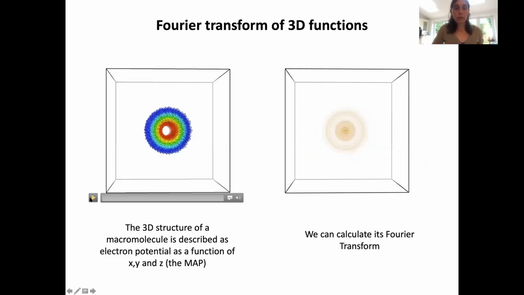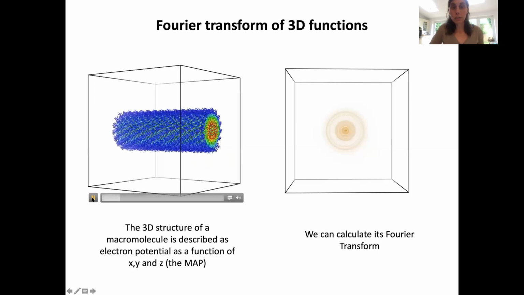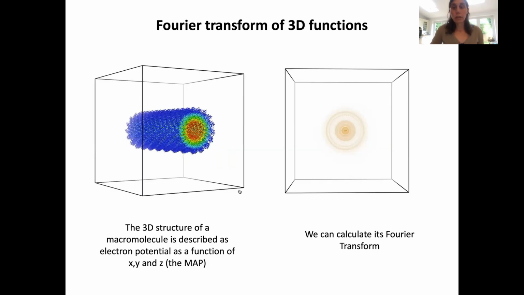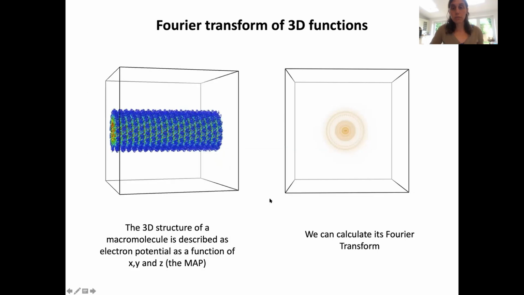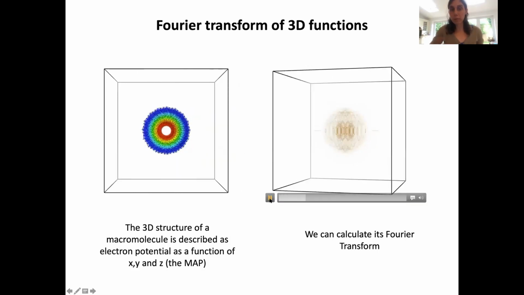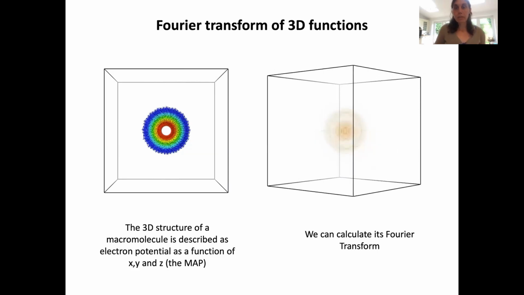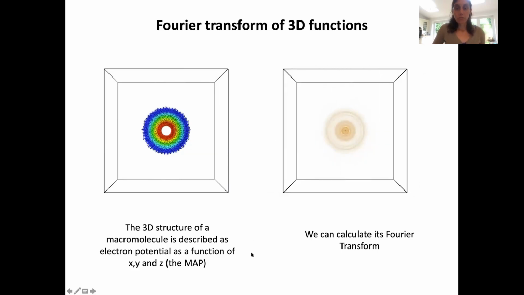And here we have another map, this time of a helical assembly. I can't remember what it is. And this is its Fourier transform, where you can see the repeating pattern along the axis of the helix.